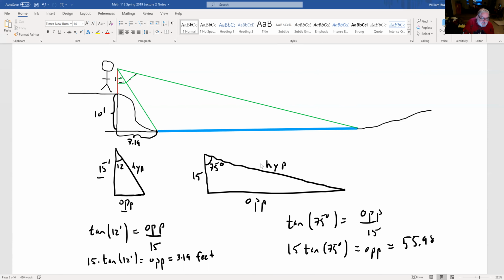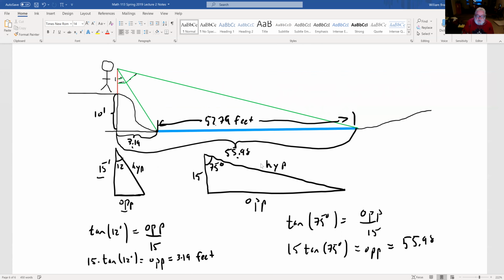And that distance is this entire distance. We want this distance, though. That'll be 55.98 minus 3.19, or 52.79 feet is the distance across the river. And this is how people used to measure distances across the river without actually having to go out and hike around and get your feet wet and stuff.